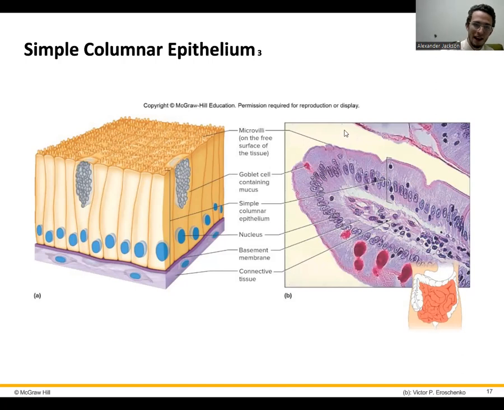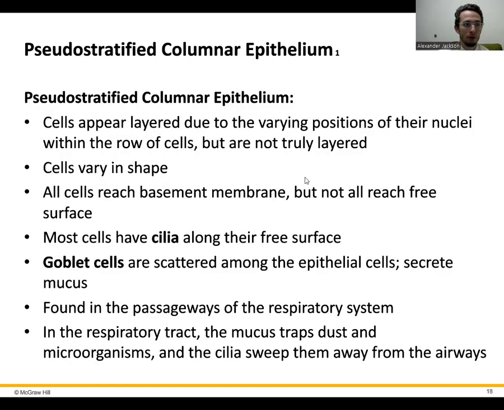Okay, so they're going to be actively pulling things in, pushing them down. Underneath will actually be a connective tissue and some blood supply, put it into the blood supply so then you can distribute it throughout the body. So that's what's happening in your gastrointestinal tract, primarily in your small intestine. Okay, so that's simple columnar.